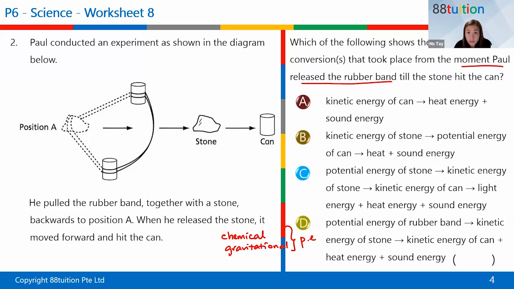Yes or no? You better write down somewhere that chemical potential energy and gravitational potential energy can just be generalized and written as potential energy. Is it okay? Yeah, so write down somewhere. Good. So the answer is D. This one, everybody got it correct.